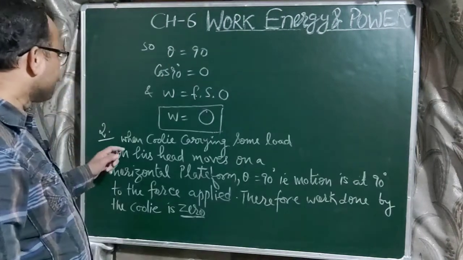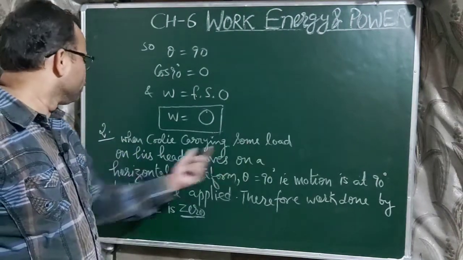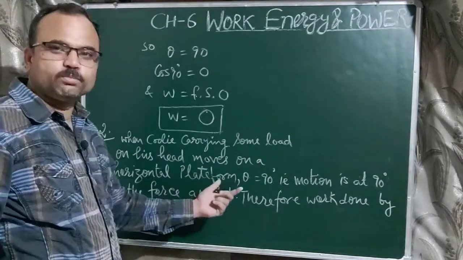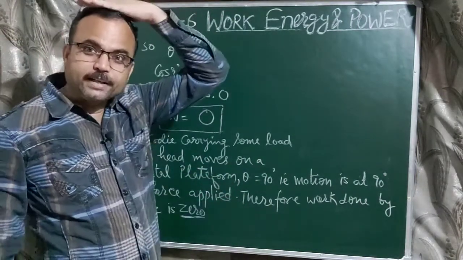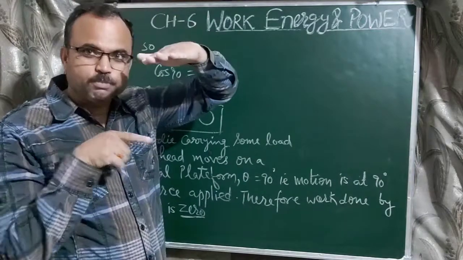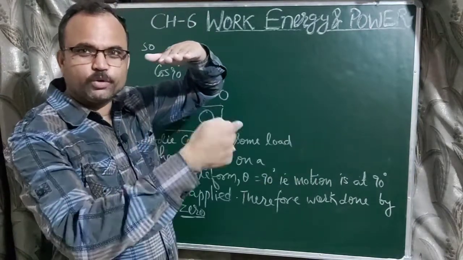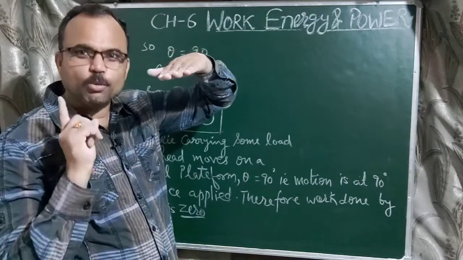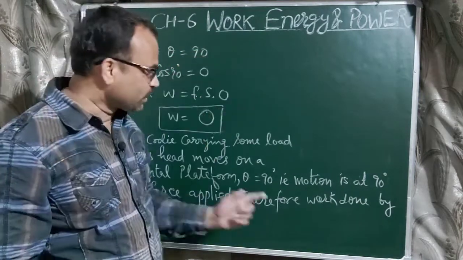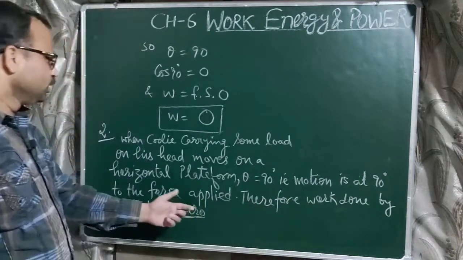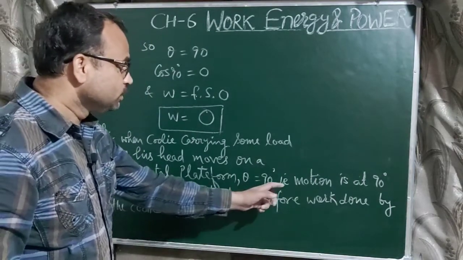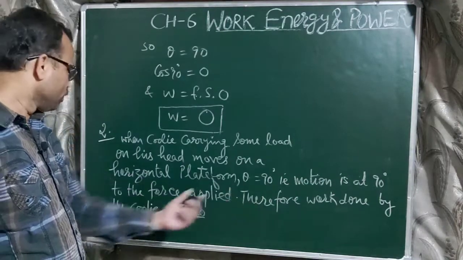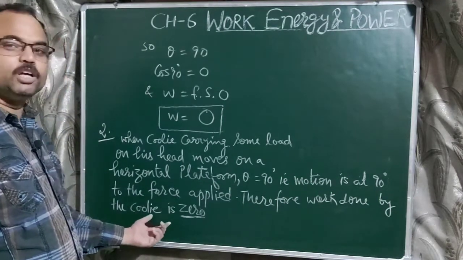Just one more example. When a coolie carrying some load on his head moves on a horizontal platform, the force acts vertically downward, but the displacement is along the horizontal. So the angle between force and displacement is 90, the value of cos 90 is 0, and work done is also equal to 0. That is, the motion is at 90 degrees to the force applied. Therefore, work done by the coolie is 0.